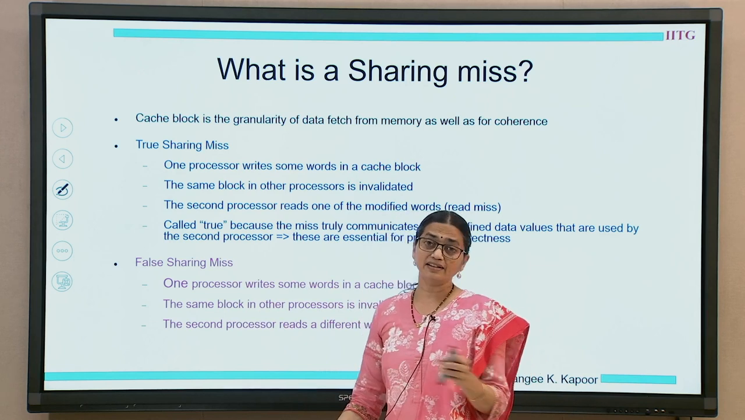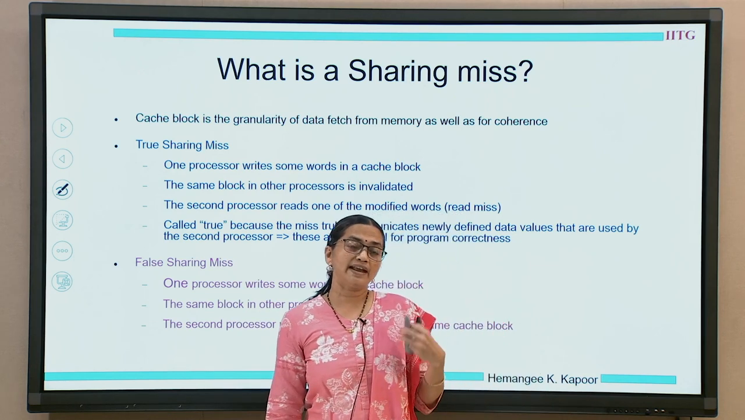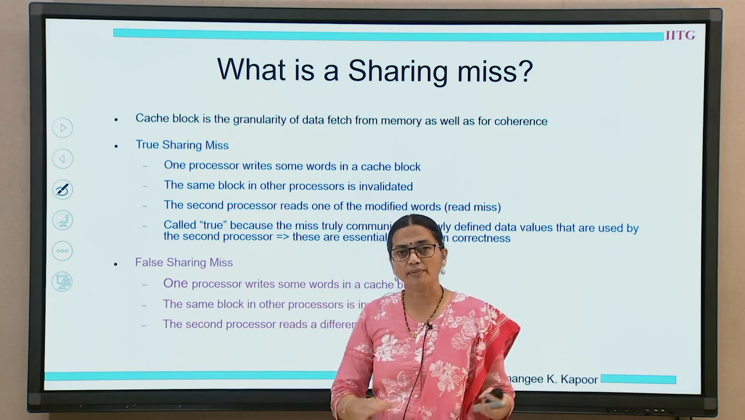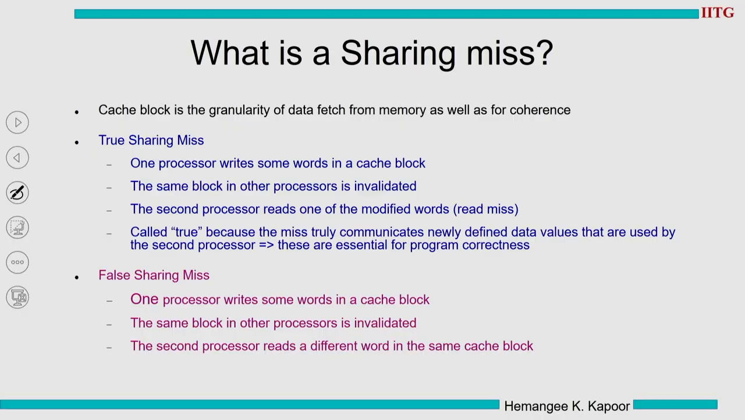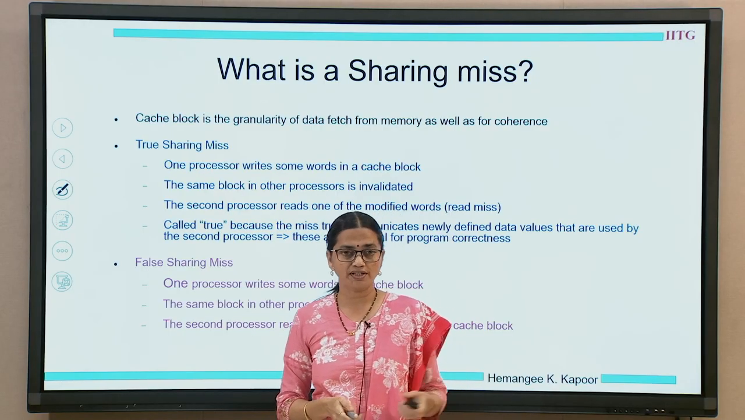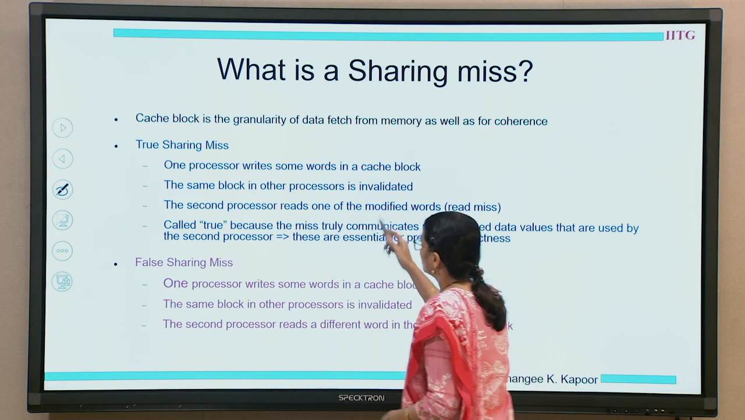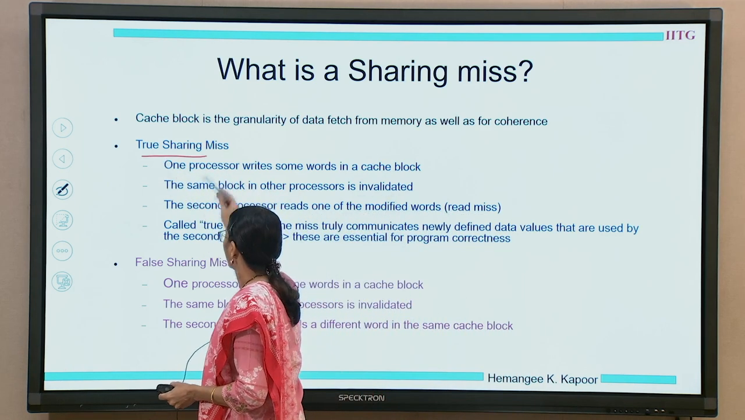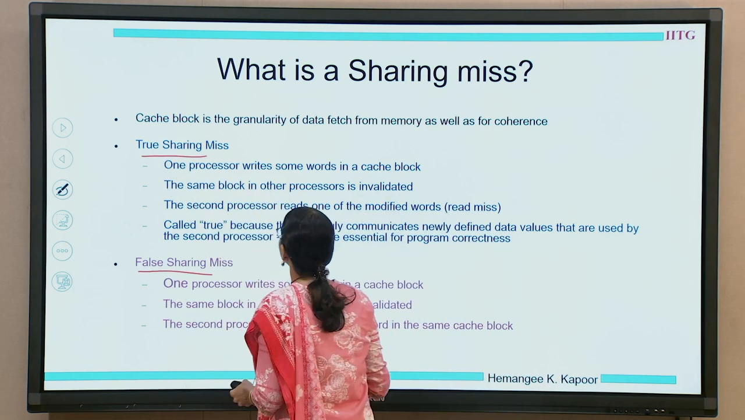False sharing misses, again the same scenario: processors end up invalidating their blocks because some other processor is writing, but the words which the other processor wrote, this processor doesn't need. So this way the miss is unnecessary. It just spends time deleting the block and fetching the new block with the same content it had already of its own interest. Right? So this is the description, and we've seen the example in the previous slide.